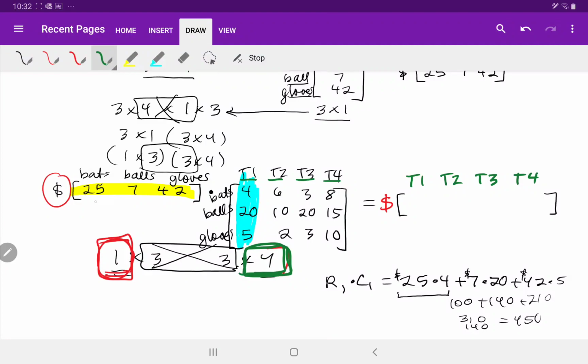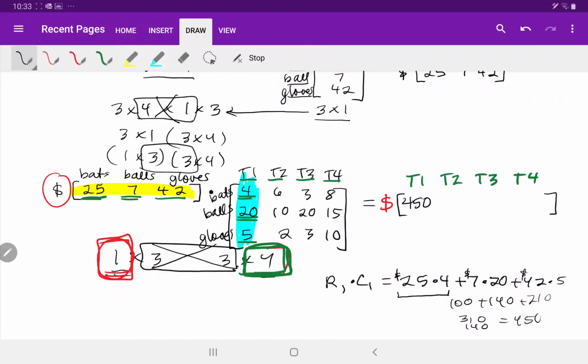Okay, so when you multiply the bats, balls, gloves, notice the 25 bats line up with the 4 bats. The $7 per ball lines up with the 20, and the $42 gloves line up with the gloves. So that's why we multiply in this weird way that we multiply for matrices. Anyway, so that's it. So what did we get for column 1, row 1? We got $400. We got 450.